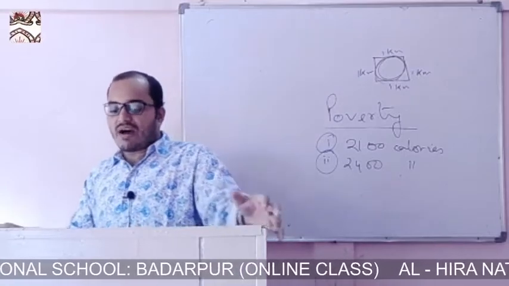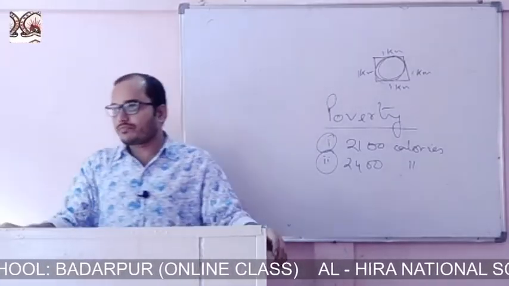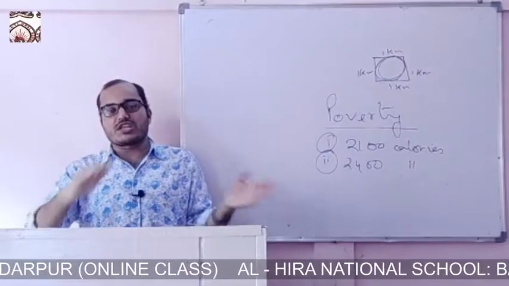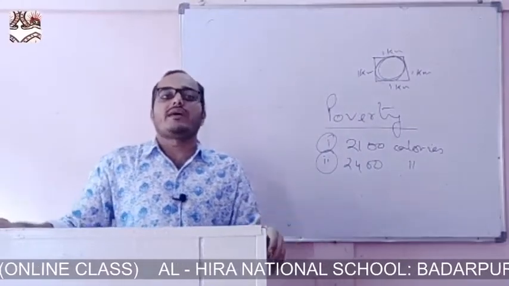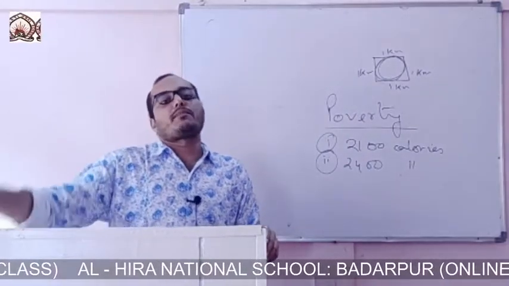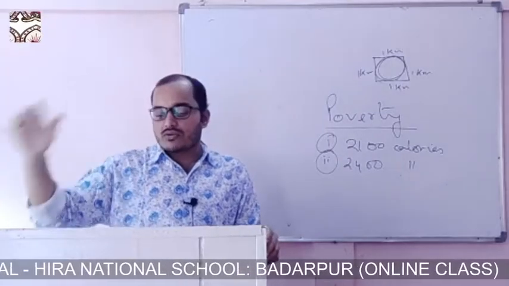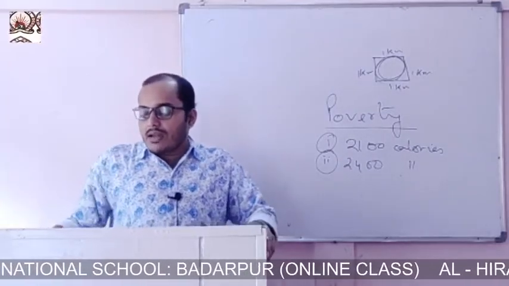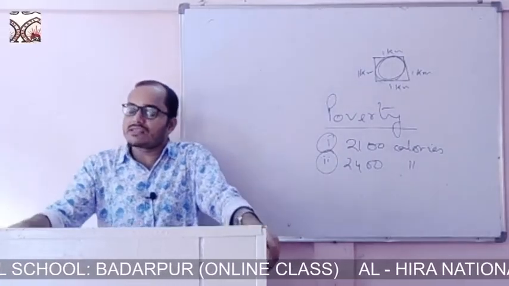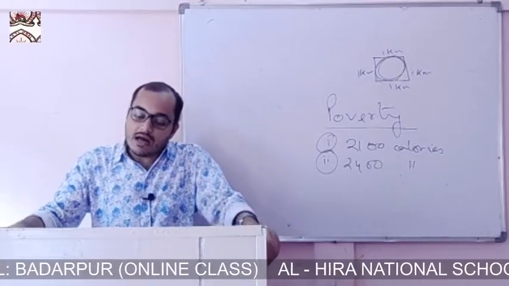Now the problem of unemployment. More population explosion has already taken place, so as a result, what will happen? The unemployment problem will come. So now we are to see unemployment. Unemployment is of two types: one is rural unemployment, another is urban unemployment.